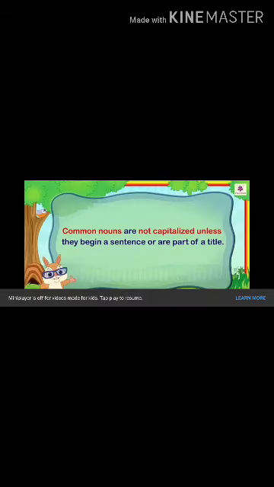So you can see blackboard is a common noun. Duster, chalk, so these are the common nouns. In your class you can see these things: map, chart, desk, table, chair. So these all are the common nouns.